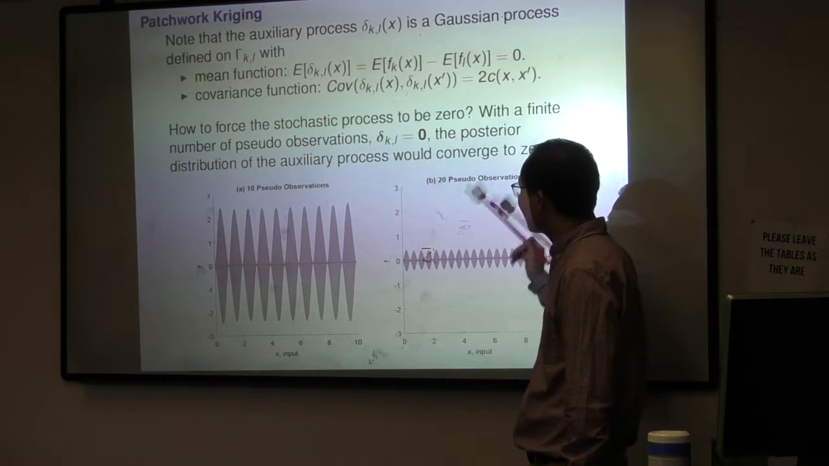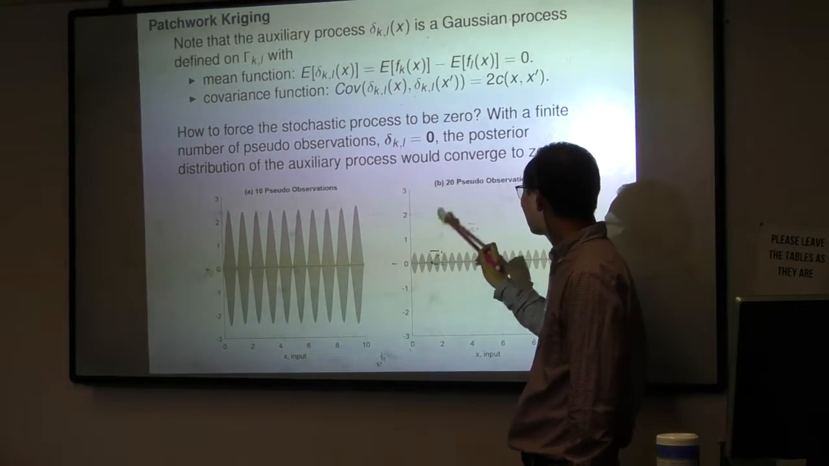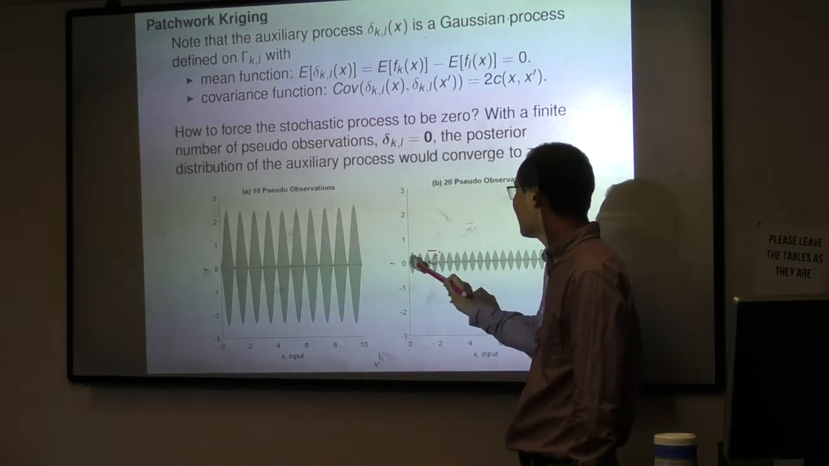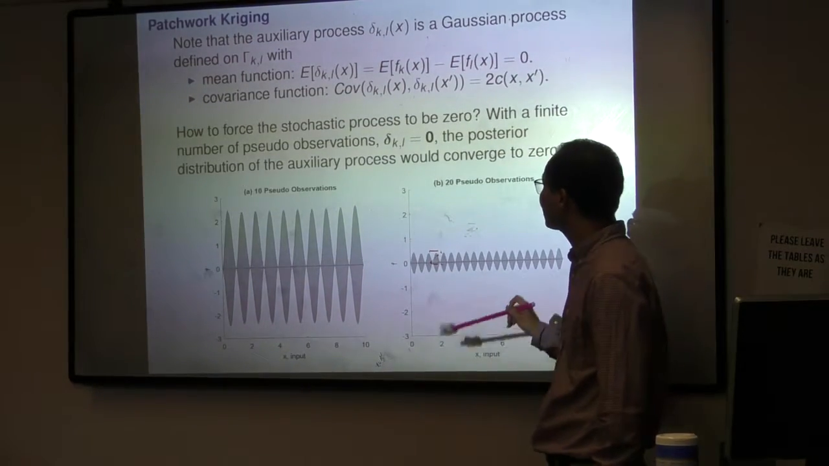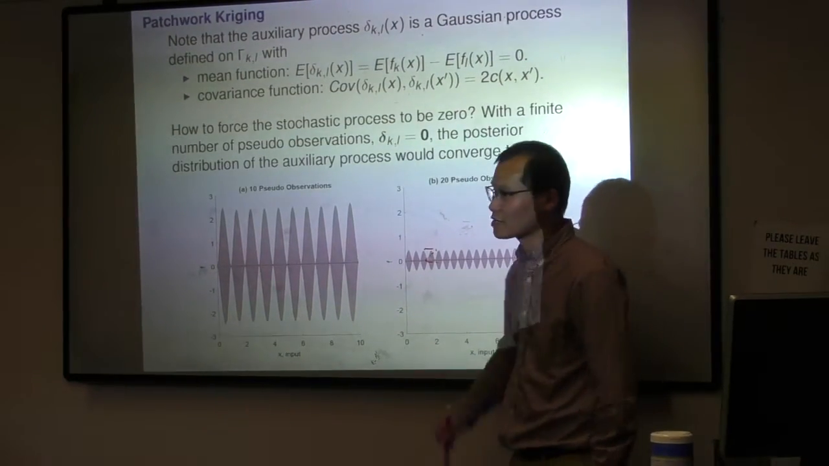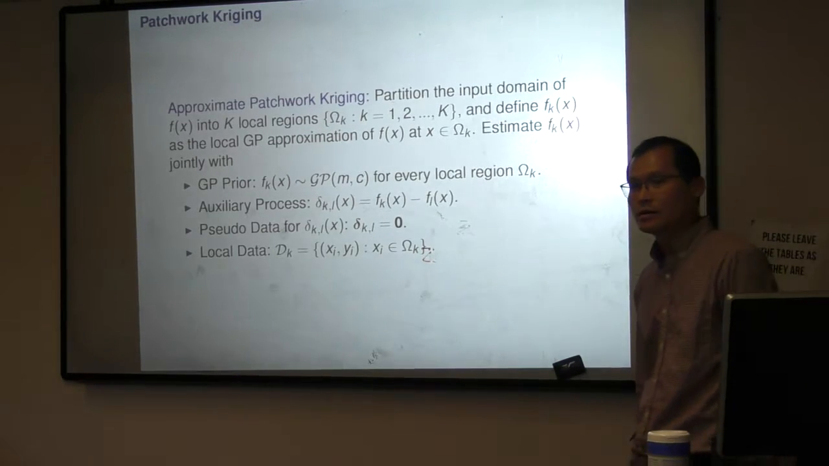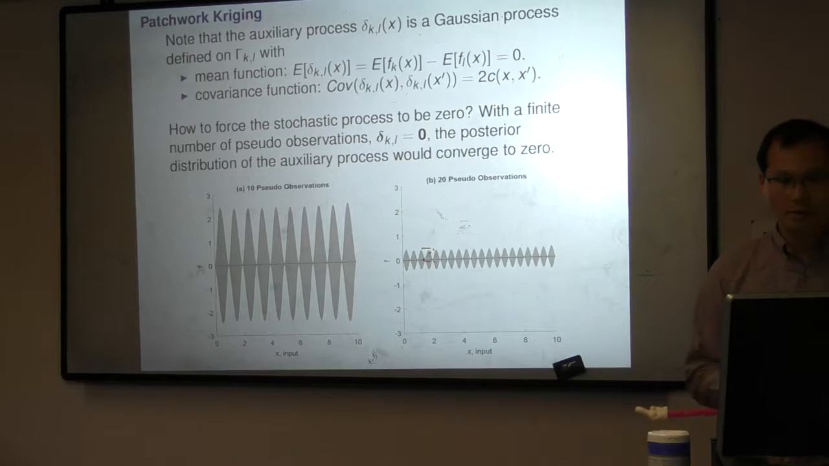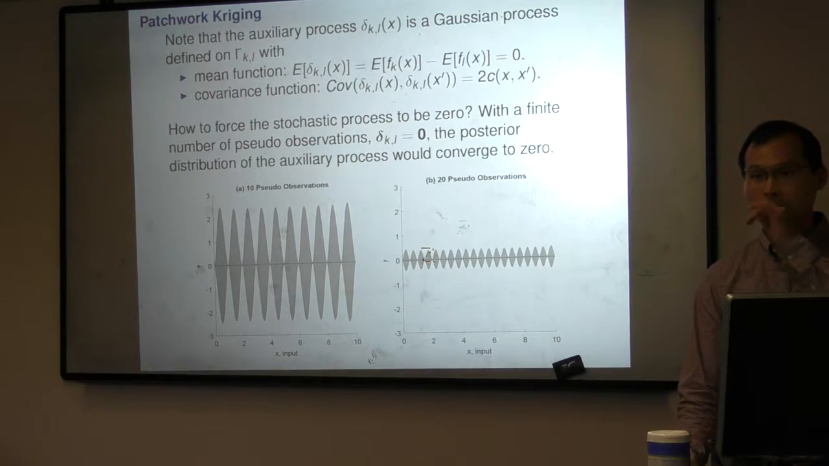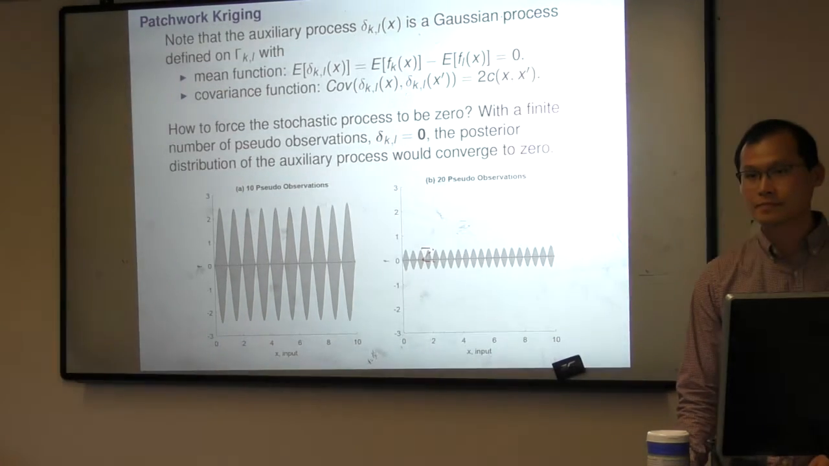So what we do is use pseudo observations populated over this boundary to approximate the zero stochastic process there. So by adding pseudo data, actually we are putting a constraint that this delta should be there, right? Yes.